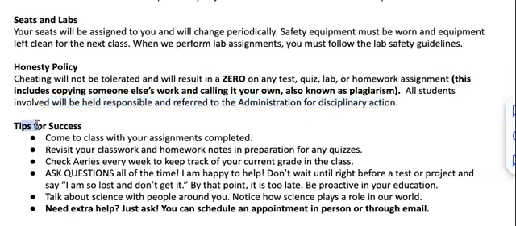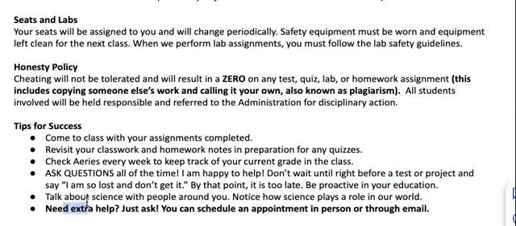So tips, advice for success. Make sure you show up, you come to class with your assignments completed. You revisit your classwork and homework notes in preparation for any quizzes. Check the grade portal every week to keep track of your current grade in the class. Ask questions all of the time. I'm happy to help. Don't wait until right before the test or project and say, I'm so lost, I don't get it. By that point, it's too late. You need to be proactive in your education.